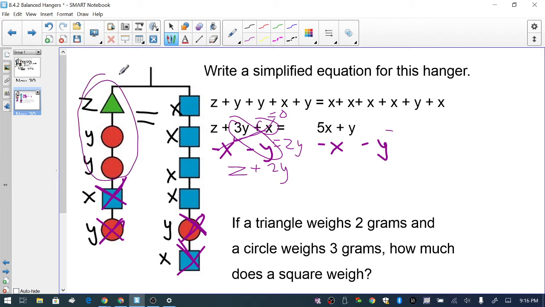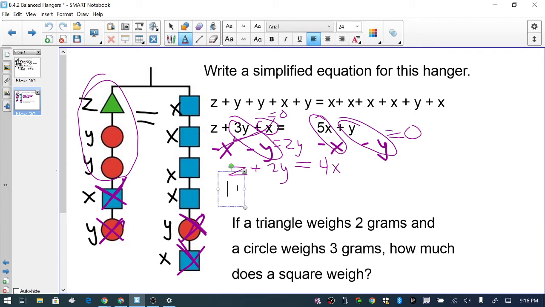And that makes sense. That's what you have here, z plus 2y. And on the right-hand side of the equation, 5x minus x equals 4x. Y minus y, well, that equals 0y. Now let me type in my equation really nicely. Z plus 2y equals 4x.